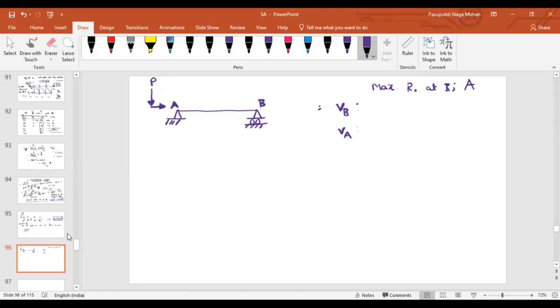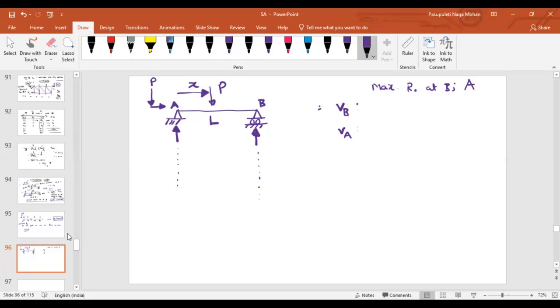So for that, I am assuming that at a particular instant of time my load is somewhere here. At some point of time, my load is at a distance x from point A. Imagine the length of the beam is L. Can you tell me what is the reaction at B, and what is the reaction at A? If at some point of time my load is at a distance of x from point A, what will be the reactions generated at the supports? Can you tell me what is the RB here, or VB here?